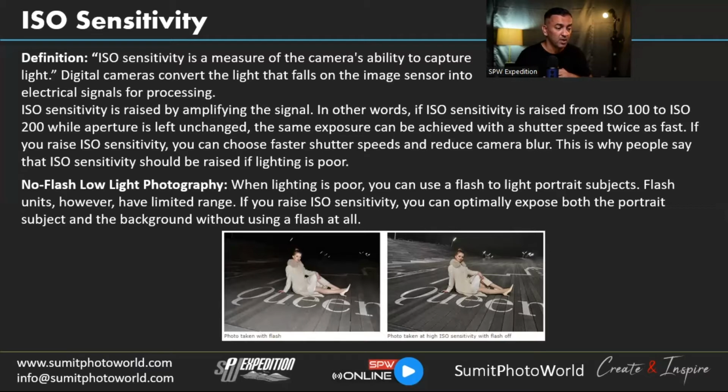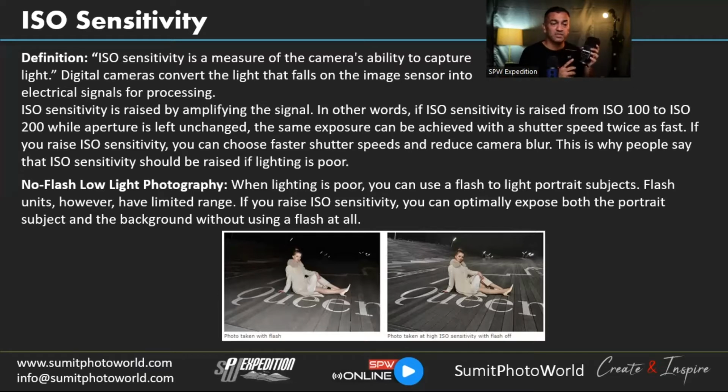No flash, low light photography. When lighting is poor, you can use a flash to light a portrait subject. Flash units, however, have a limited range. So like this flash, for example, this is a basic flash, and this one is an advanced flash. Both have their function, but they have limited range.